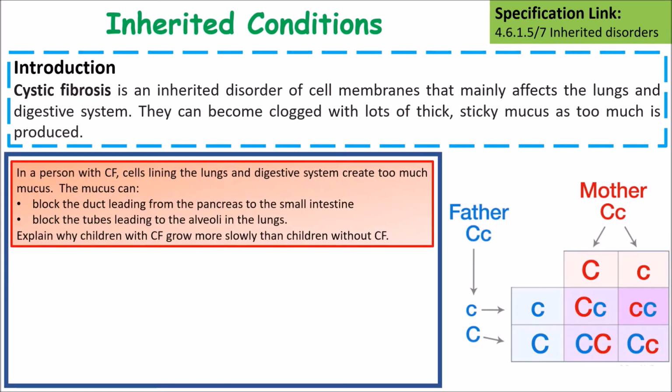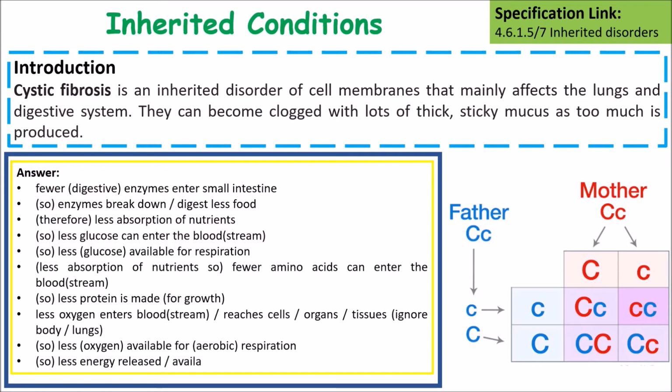In a person with cystic fibrosis, the lining of the lungs and digestive system create too much mucus. Explain why children with cystic fibrosis grow more slowly than those without. The key things to talk about are that fewer digestive enzymes would be able to enter the small intestine, so less food would be digested, which means that fewer nutrients would be absorbed into the bloodstream, so those nutrients wouldn't be available for things like respiration. Fewer proteins would be made for growth.